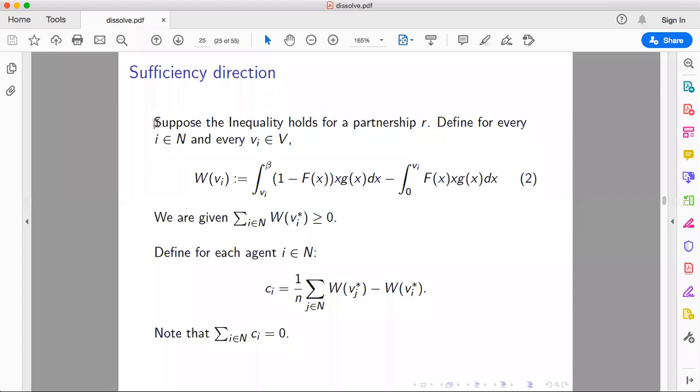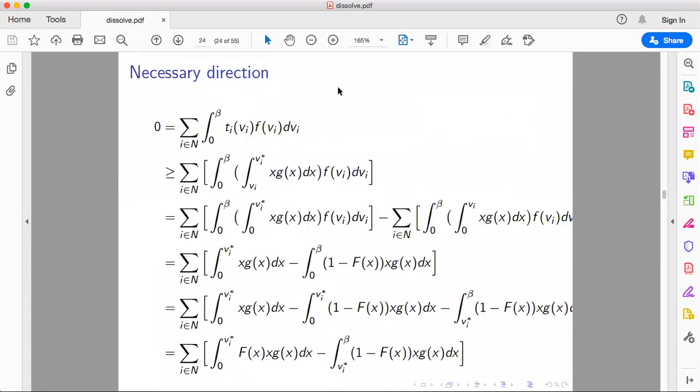So we assume that the inequality holds for a partnership R, the inequality that is stated in the theorem, and then we are going to construct a mechanism. To construct a mechanism, what I have done here is the following.